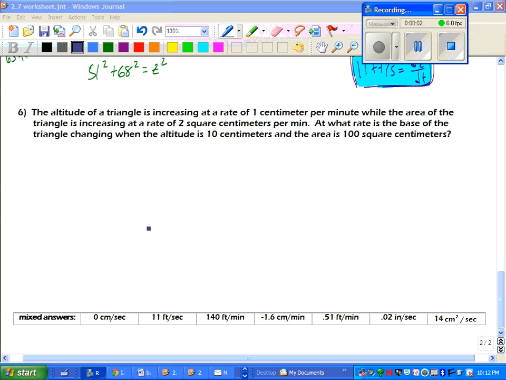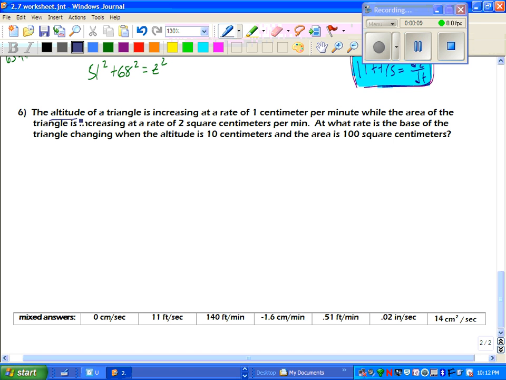The last one. Altitude of a triangle is increasing at a rate of 1 centimeter per minute. Instead of altitude, I'm going to use height. Same thing. So dh/dt is equal to 1 centimeter per minute, while the area of the triangle is increasing at a rate of 2 square centimeters per minute. So dA/dt is 2 square centimeters per minute. At what rate is the base of the triangle changing?